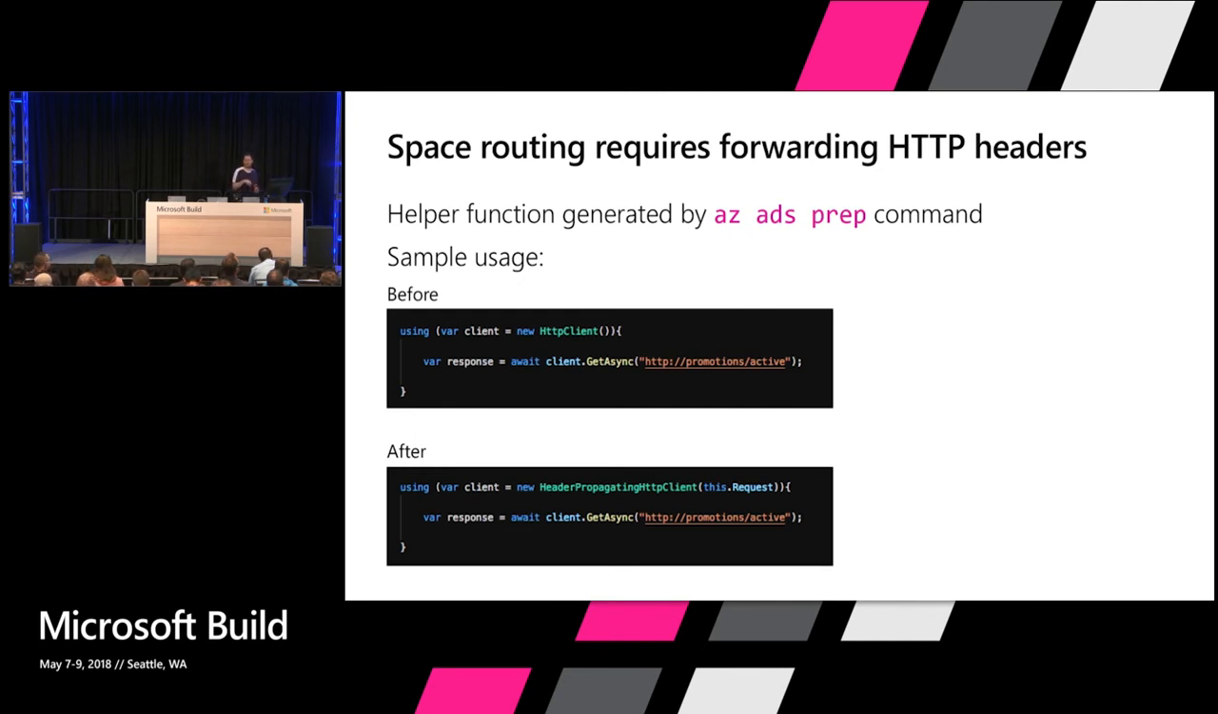One of the things that the prep command does is actually give you a helper so that you can just use that function. So here, what I show is some .NET code using HTTP client. You could just change that to header propagating HTTP client, which is that helper method that we give. And all it does is it's a subclass that just forwards along headers. So that's really all that the requirement in your code that you would need to do to be able to take advantage of some of that routing.